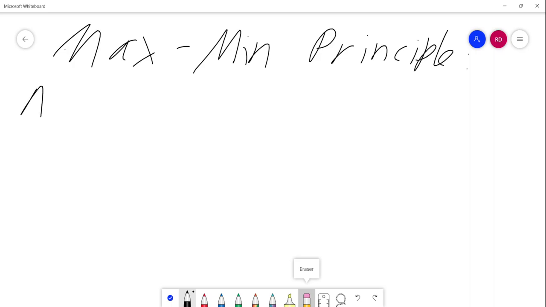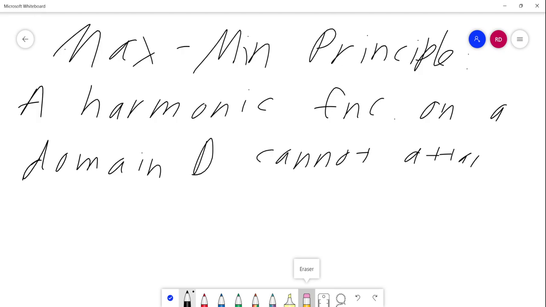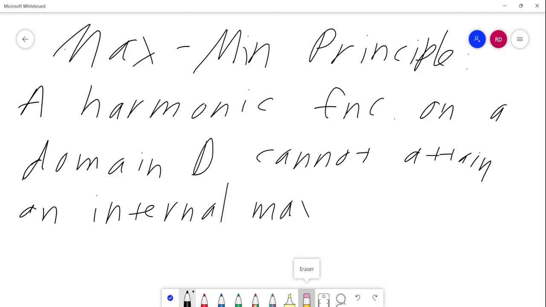So this is another thing that started with proofs in holomorphic functions and gets carried over to harmonic. A harmonic function on a domain D cannot attain an internal max or min, unless it's constant.